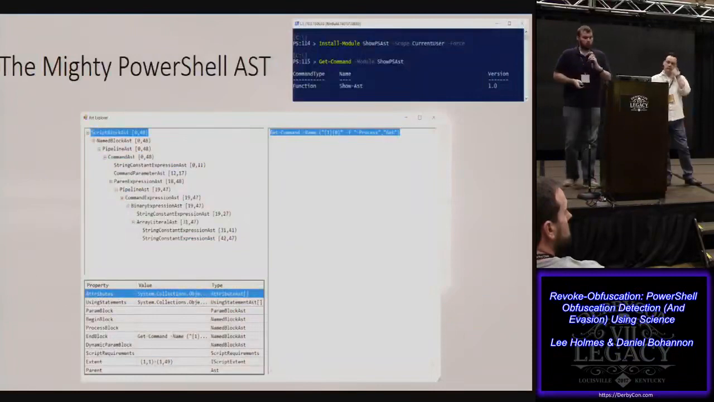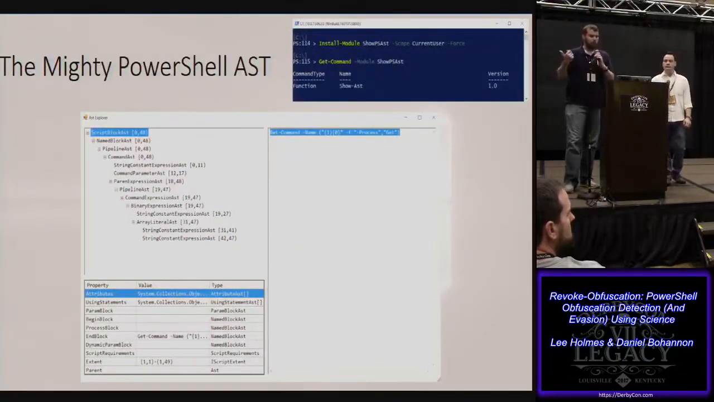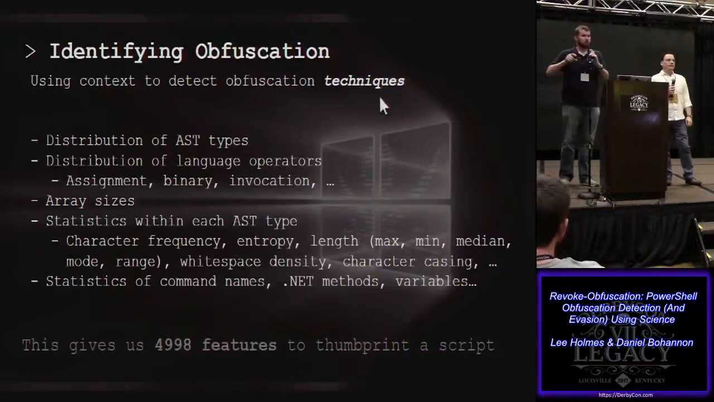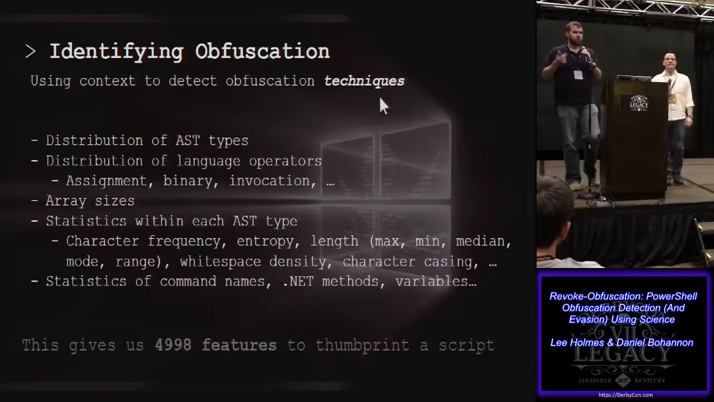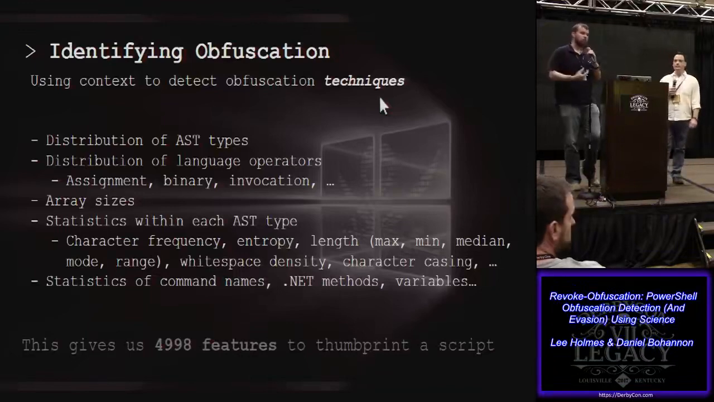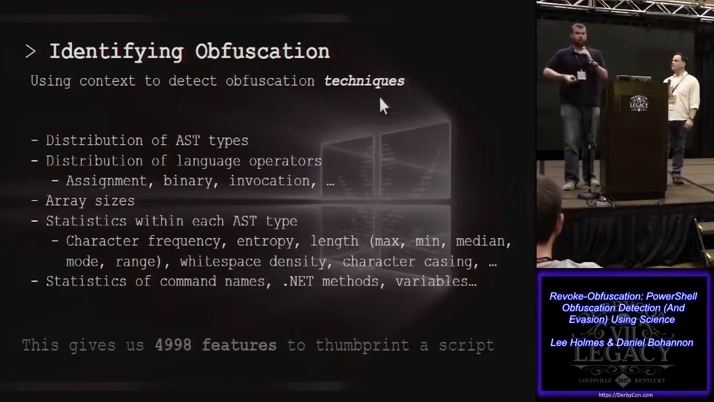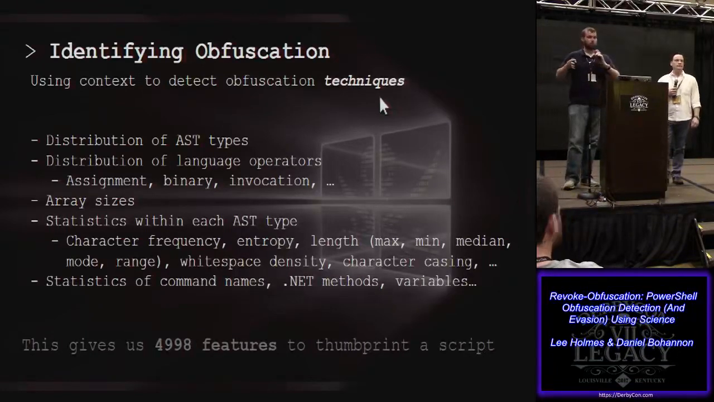A really great tool for this is called the PowerShell AST. You can just run Install-Module ShowPSAst and get this really nice little GUI tool to type in any command or script and explore the AST structure. So what this allowed us to do is, instead of only having character frequency of the entire command, start to look at what percentage of the script is nothing but commandlets, or strings, or methods, or things like that. We can also look for language operators, like how many assignment, binary, unary, or invocation operators there are. What about array size ranges? We can start to pull in that kind of data.